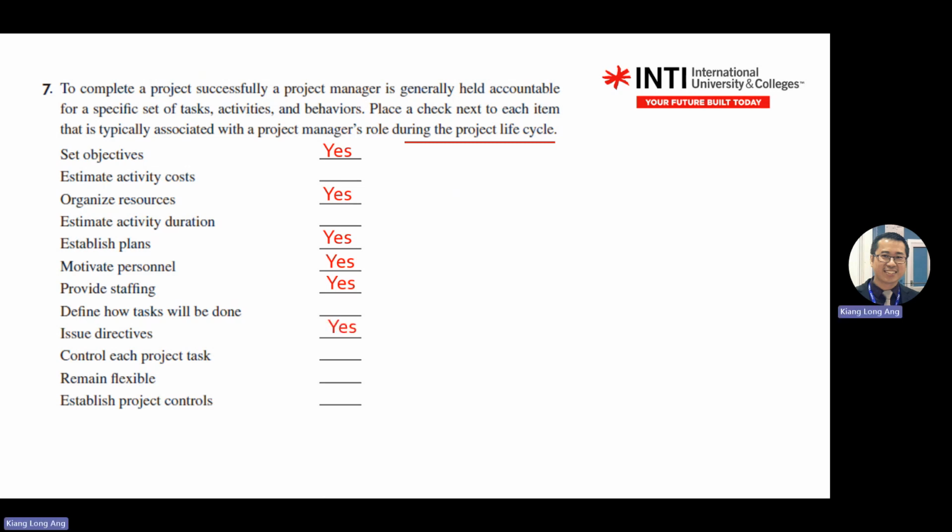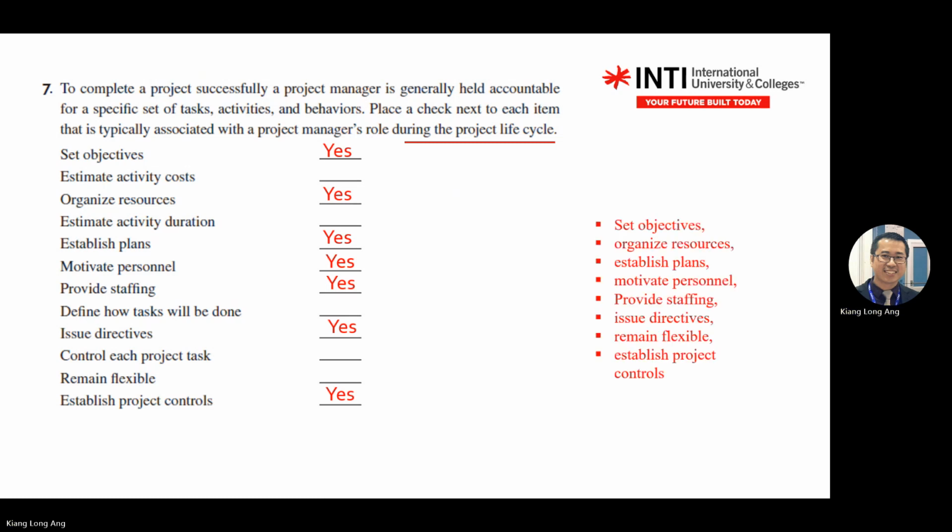Provide something is yes. Okay. Issue directive, establish control. What else? Okay. So these are the answers. Provide staffing is not, but yeah, we accept this one first. Usually providing staffing is the functional line manager's job. Okay. Yeah, so there are 1, 2, 3, 4, 5, 6, 7, 8.